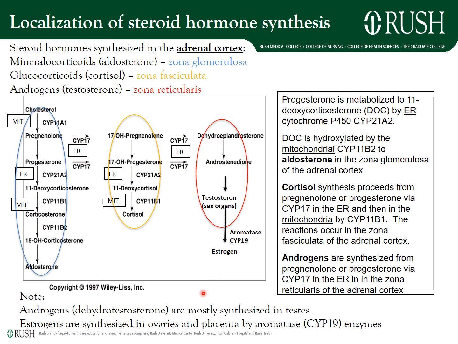Please note, however, that the active androgens, dihydrotestosterone, are synthesized in the testes, and estrogens from androgens are synthesized in the ovaries and the pregnant placenta by aromatase or CYP19 enzymes.